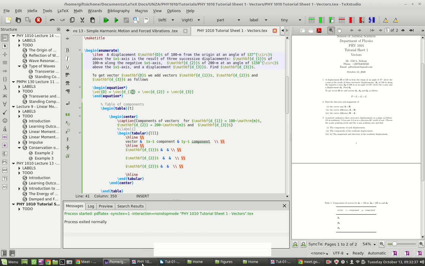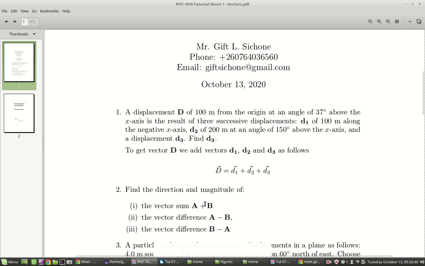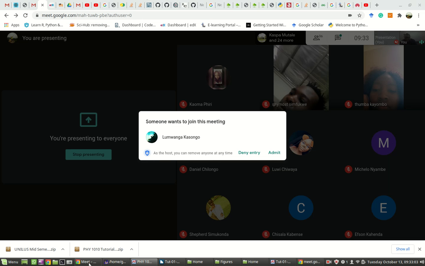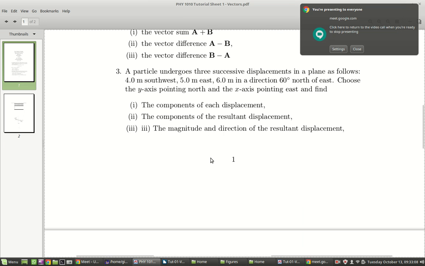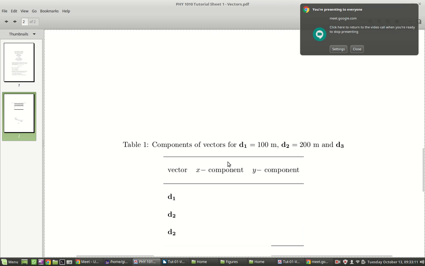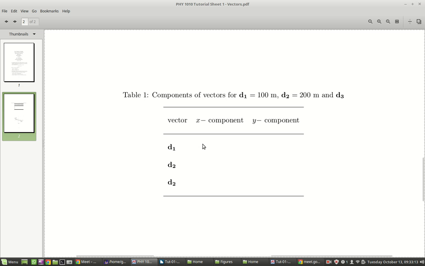Now the next thing to do is, if you have been given vectors, you want to put your vectors on a table. For each vector, you want to work out how much is the x component and how much is the y component. And that's what we're going to do using this table, which I have here, table 1.